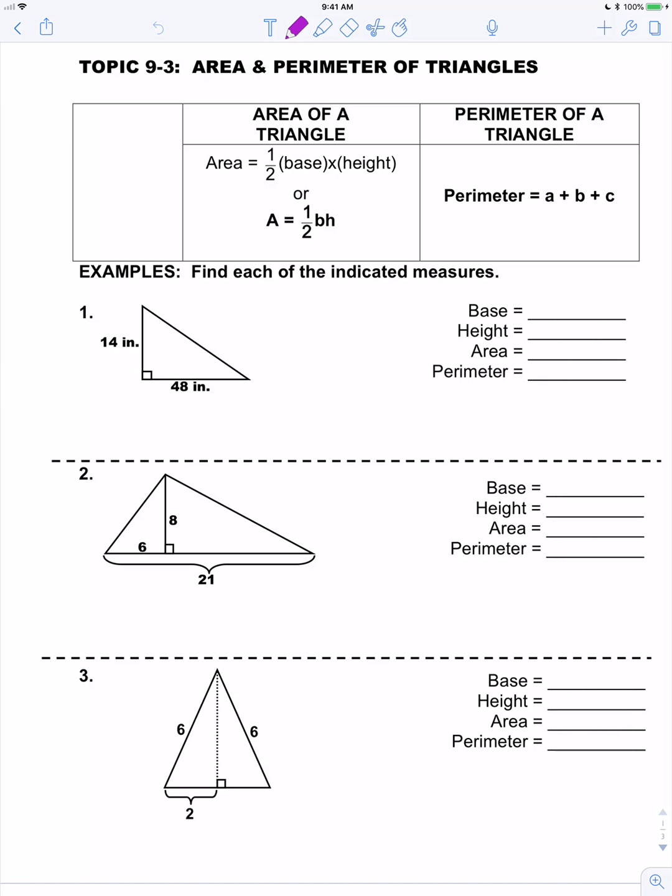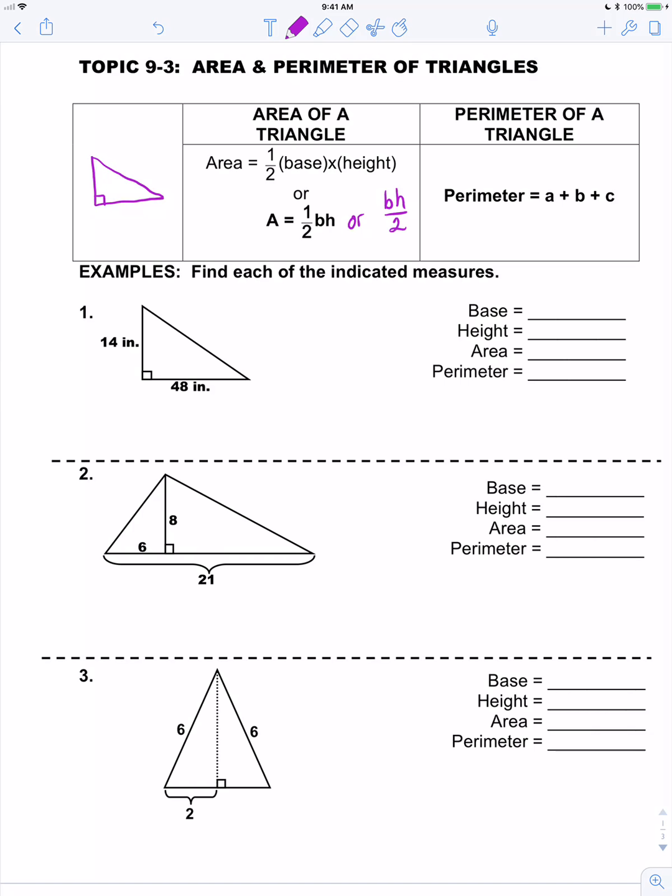All right, we're going to work on the area and perimeter of triangles. So remember a triangle, it's like this. And the formula for the area of a triangle is 1/2 the base times the height. And sometimes you might see it written base times height divided by 2. That's the same thing.